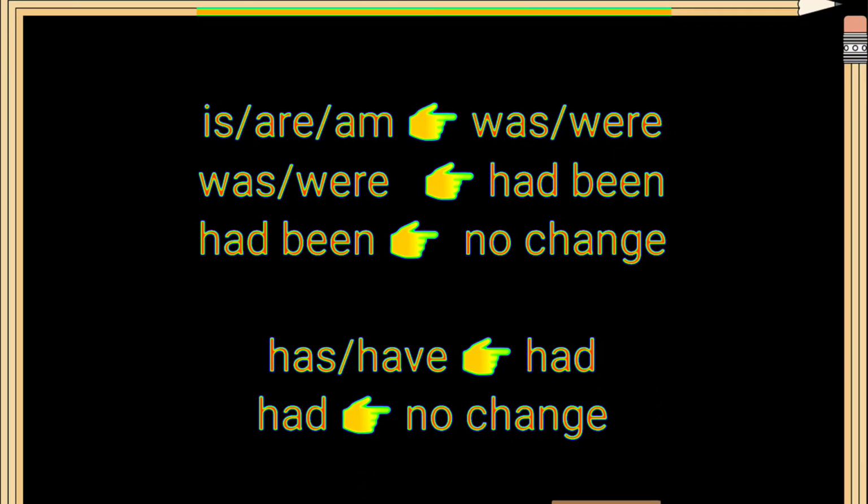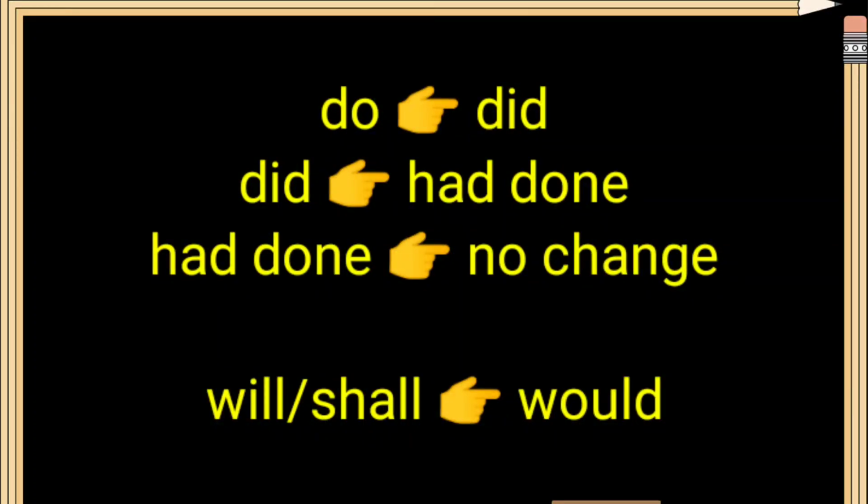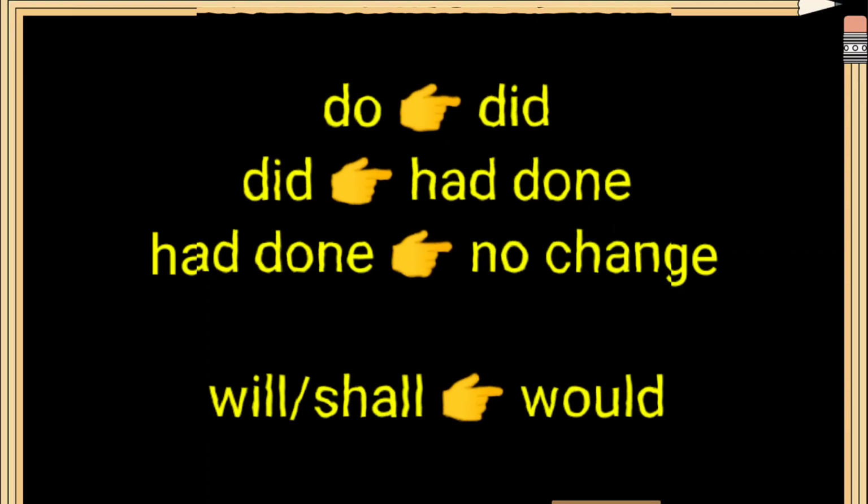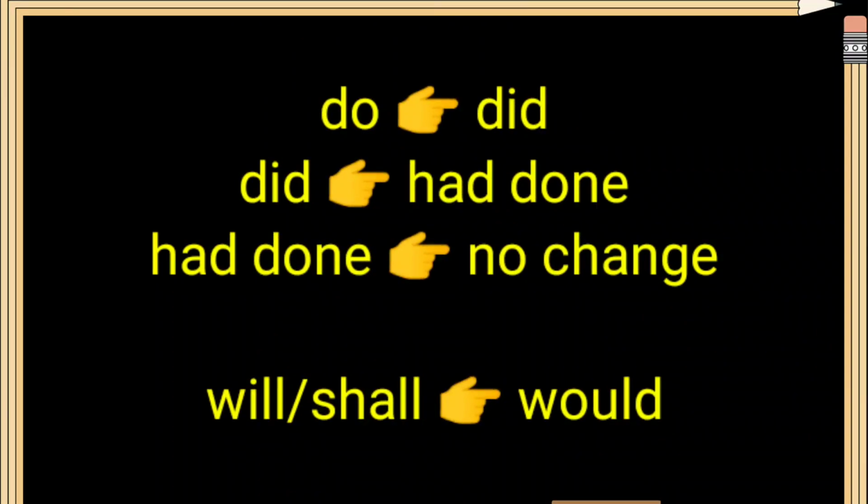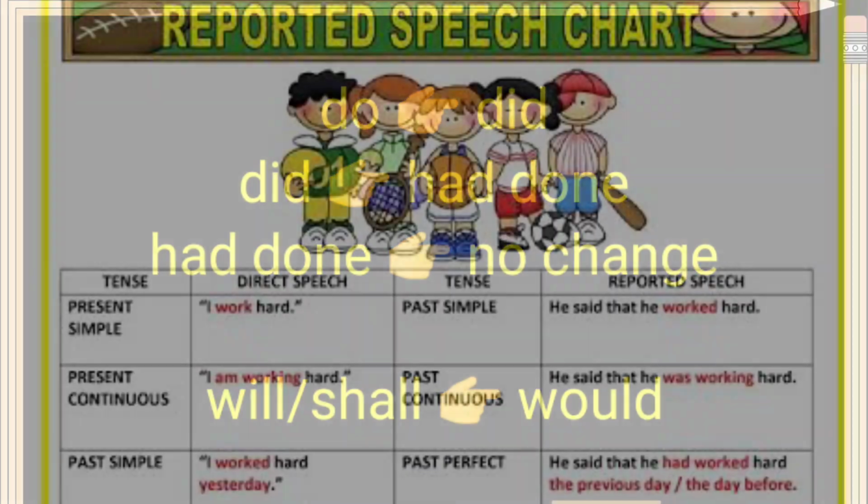Had been, no change. Has or have, this is present perfect, will turn into past perfect, and again had, there will be no change. Do will convert into did. As we know, do is simple present and did is simple past. Did, which is already simple past, will turn into past perfect, and past perfect there will be no change. Will, shall will become would.